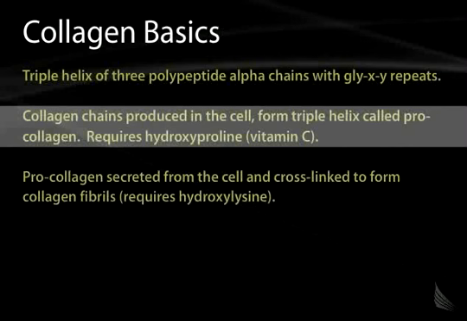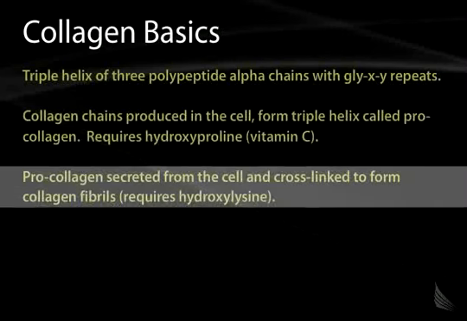This is called procollagen, and the formation of this procollagen helix requires vitamin C, the vitamin C dependent formation of hydroxyproline within collagen. This procollagen is secreted from the cell and is cross-linked. Multiple procollagen molecules are cross-linked together to form collagen fibrils. And this collagen fibril formation requires the formation of hydroxylysine molecules.